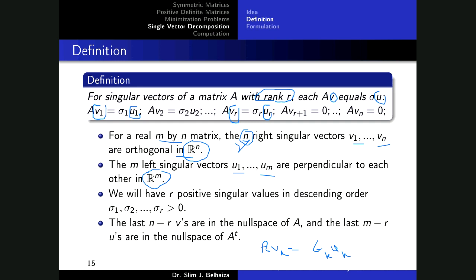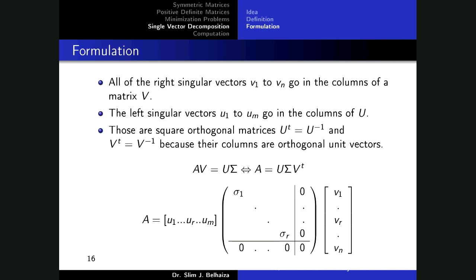And what happens is that when you multiply A by V, it gives you sigma U. So we will have r positive singular values, which we define to be called sigma 1 to sigma r. And the last n minus r V's are in the null space of A, which means A v_{r+1} till A v_n is equal to 0, while the last m minus r U's are also in the left null space. Okay? Right. Now the question: how to formulate that?